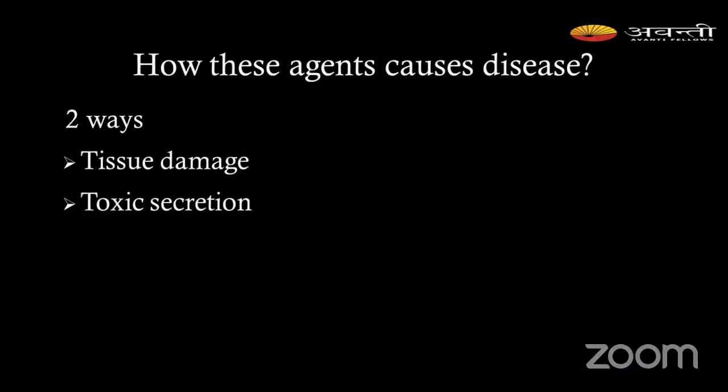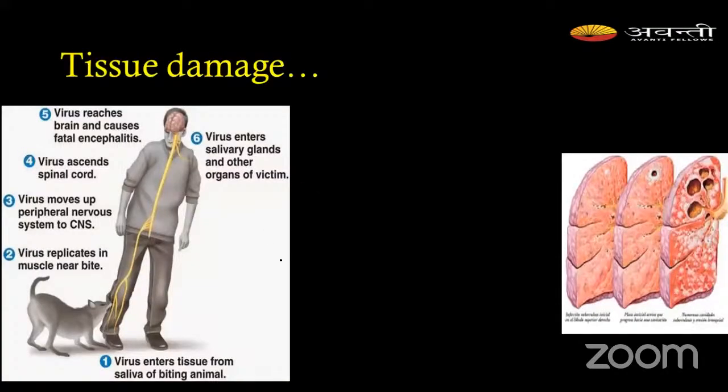So let us see how these agents cause disease. One is by tissue damage, another is by toxin secretion. See here, tissue damage. For example, if any person was bitten by a rabid dog, you know how rabies is transferred, and how rabies damages the tissue. Whenever the rabid dog's saliva has the virus, what is that virus? We call it the rhabdovirus, the rabies virus. So whenever this dog bites a person, the saliva has the rhabdovirus.